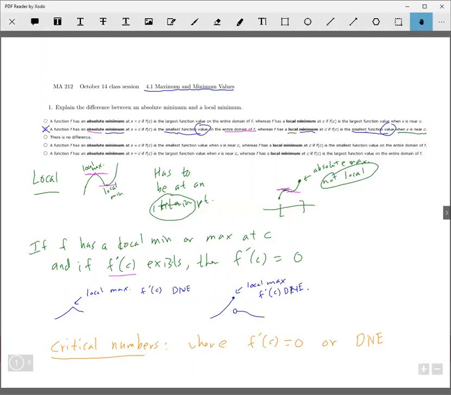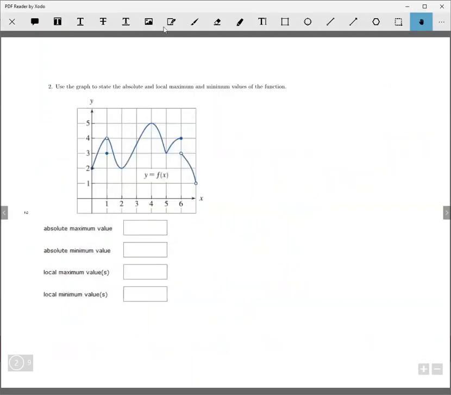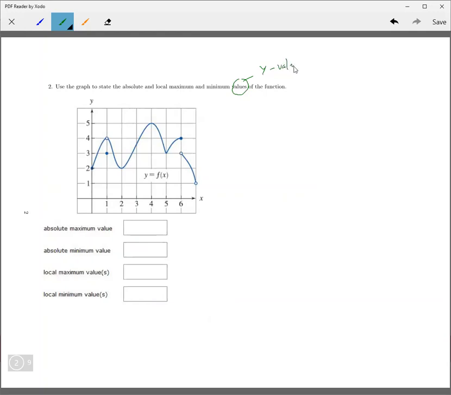Let's do some more examples. Number 2. Use the graph to state the absolute and local maximum and minimum values of the function. The values are just the y values. This is the highest point on the graph. So 5 is the absolute maximum value, because that's the highest point on the graph. Absolute minimum value.